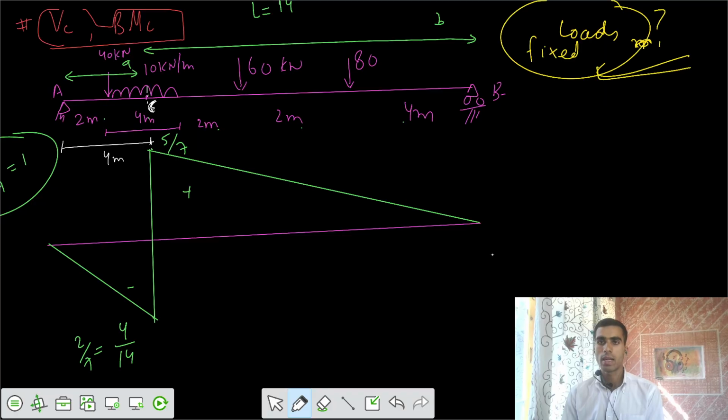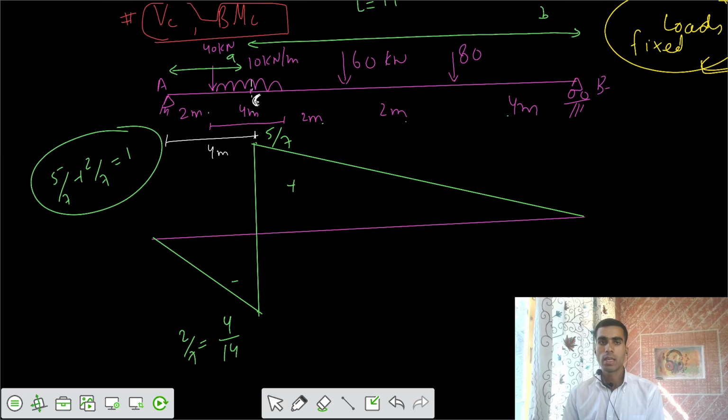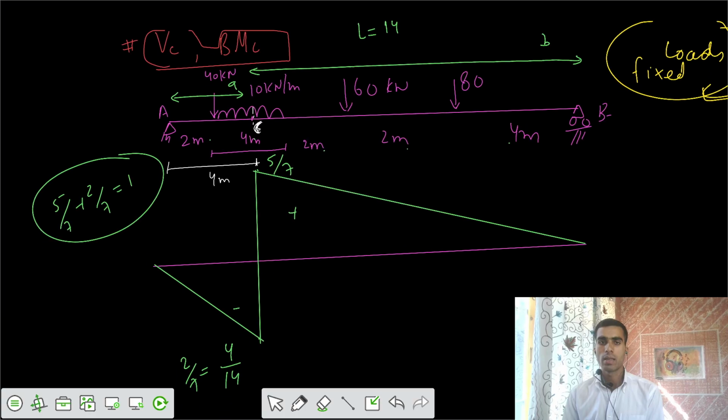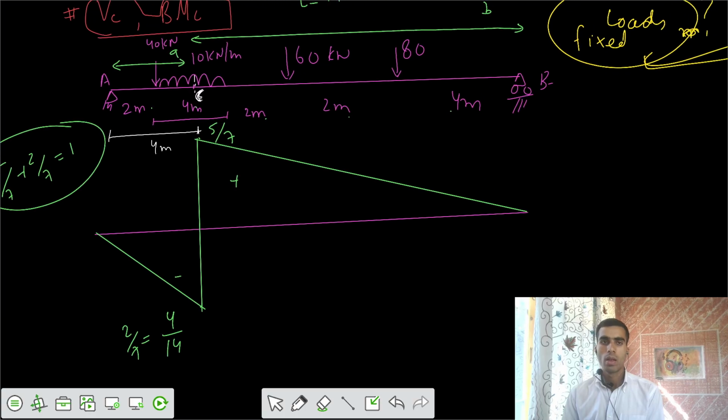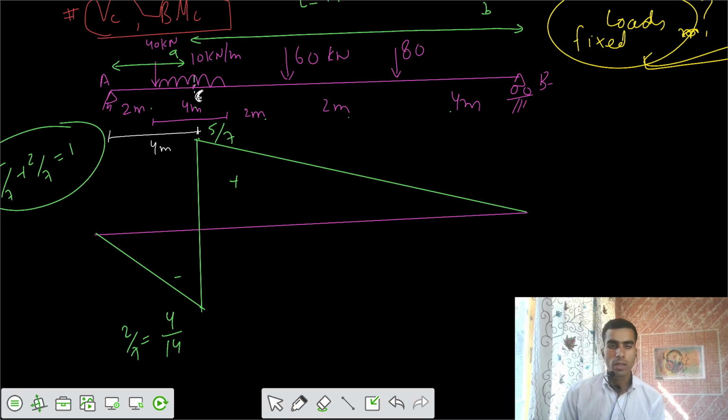So this is your case where the loads are fixed. Now we need to find the maximum shear force at C and the maximum bending moment at C. For this loading, let's have those dash lines also to get understanding.